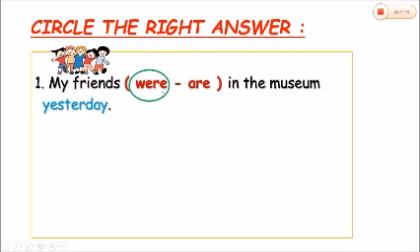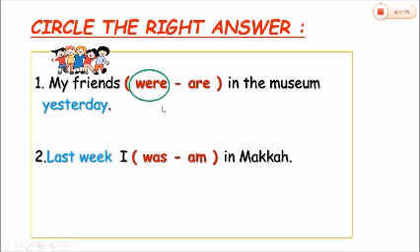My friends were in the museum yesterday. Yesterday means what, Farida? The sentence is in the present or in the past? In the past. And we said that in the past we have verb to be in the past, was and were. Was for one and were for more than one. The subject here, my friends, is one or more than one? More than one. So we take were. Number two. Last week, I was or am in Mecca?